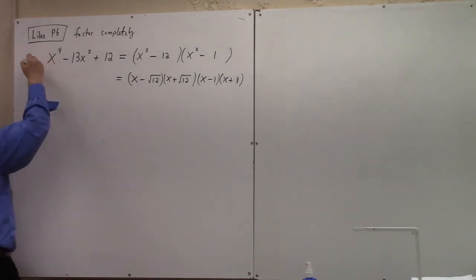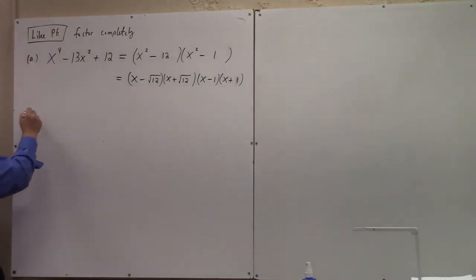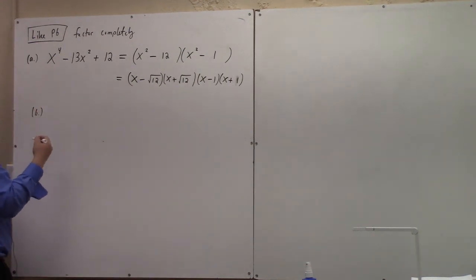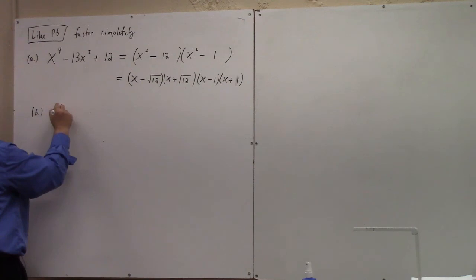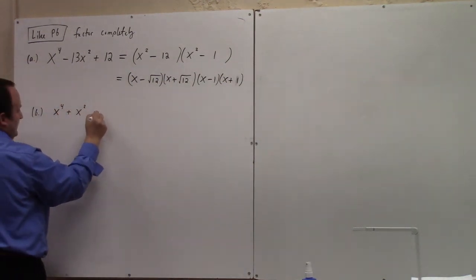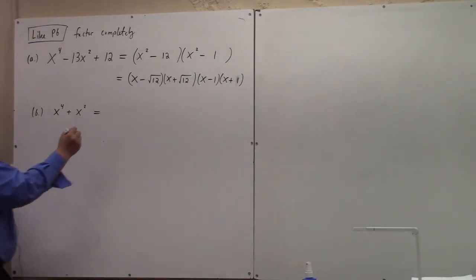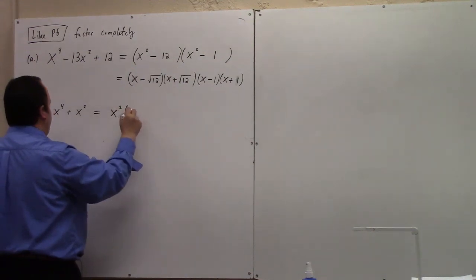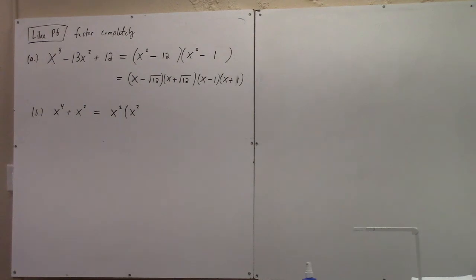Let me do one more example. I'll call that A. That's like problem 6. Let me do part B because I wanted something else to happen here. So how about x to the 4th plus x squared? Factor completely. This one's even easier. We just pull out x squared, and what does that give us? Plus 1, yeah, plus 1.